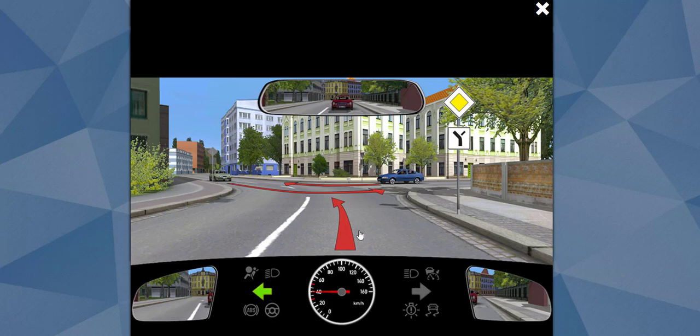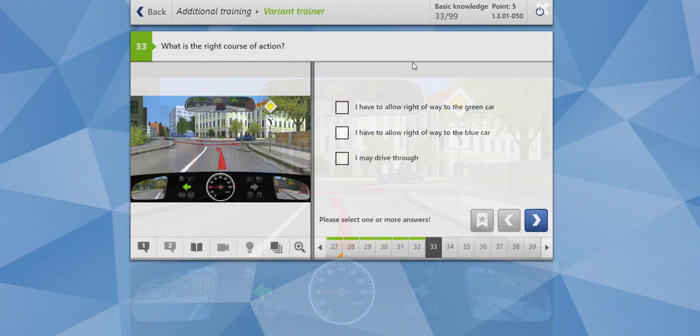Why are we the first one? Because we are following along the priority road. Why is the green car in the second position? Because it's already on the priority road. And why is the blue car the last one to move? Because it is still on the subordinate road. It has to join the priority road. So those vehicles who move along the priority road, they have the highest priority. And those vehicles who want to join the priority road, they have the least priority. These are the important things that you need to remember.